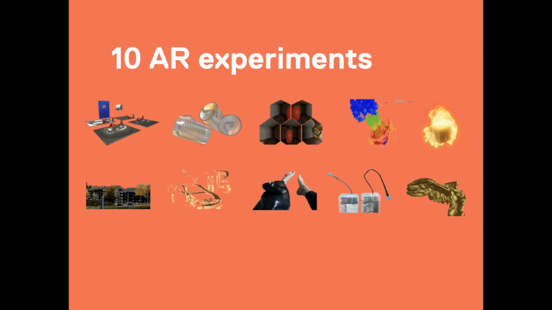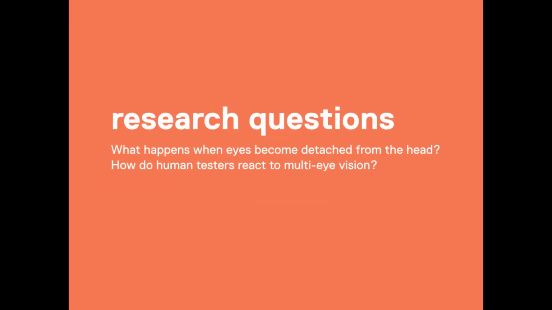So we started our AR experiments with research about animal perception. In the experiment that I show you today, we have asked ourselves what happens when eyes become detached from the head and how human testers react to multi-eye vision.